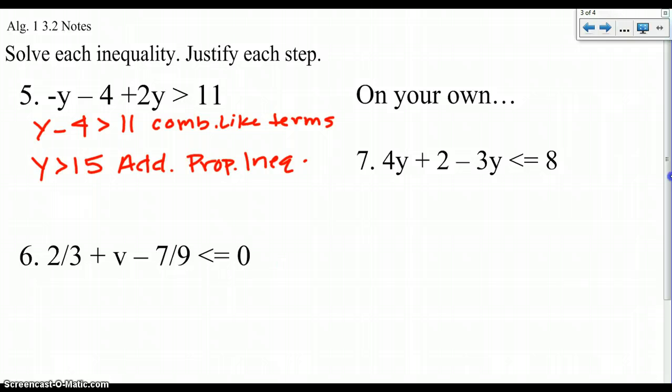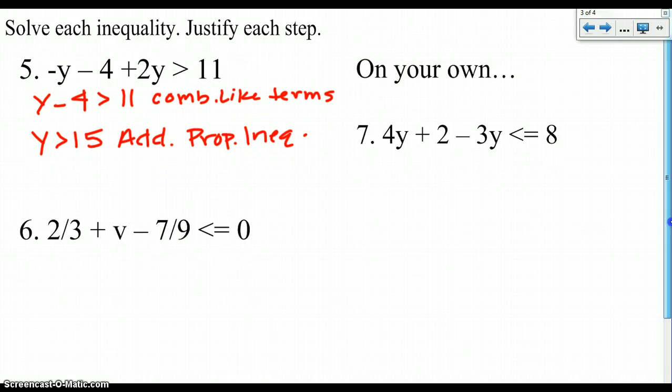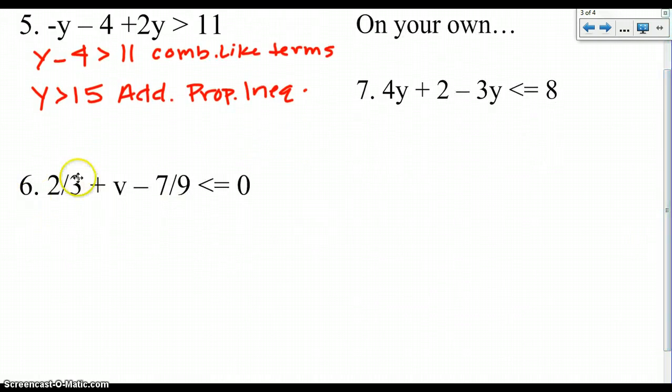We're going to move on to number 6. And the first thing we need to do for number 6 is get a common denominator. So to get a common denominator, we need to get this fraction to have a 9 on the bottom, so we multiply the top and bottom by 3. So we get 6 over 9 plus v minus 7 over 9 is less than or equal to 0.